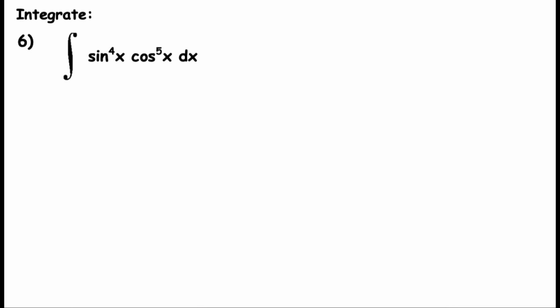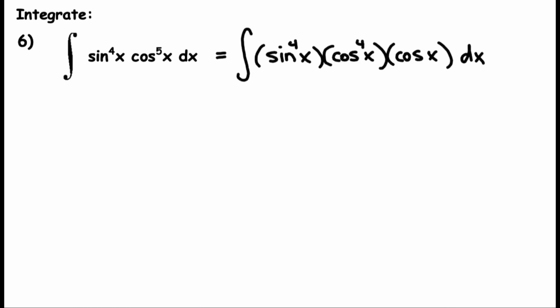All right, so I'm going to split this up. It's not so much splitting it up, I guess, as it's a rewrite. I take the power that's odd, in this case the cosine. I pull one cosine out and the other 4 of them stay together. This will give me the opportunity to do a rewrite now. Again, I'm going to take this cosine to the 4th. Remember that cosine to the 4th is actually cosine squared times cosine squared.